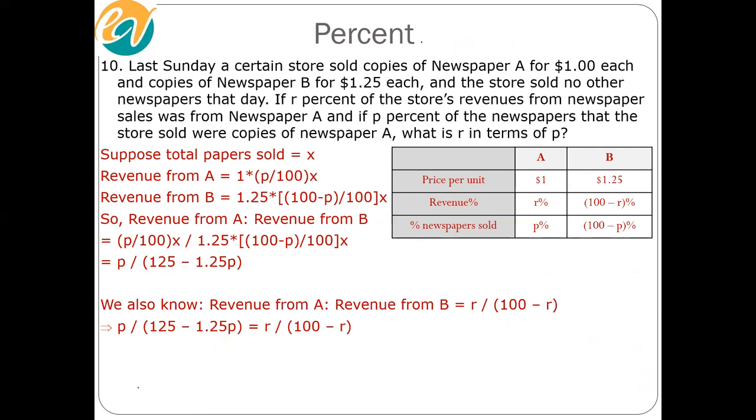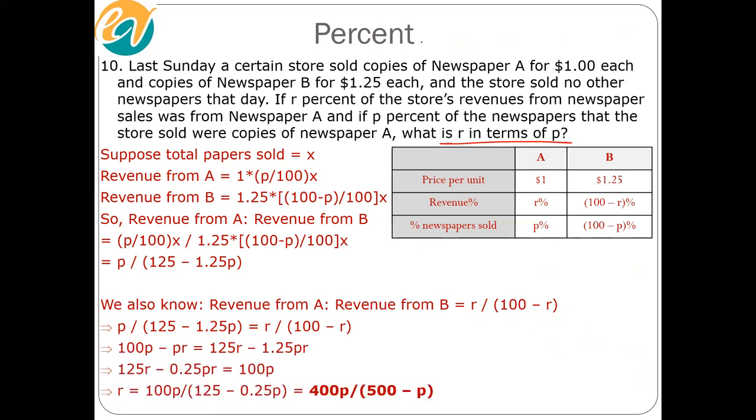So we are just equating, and then it's just about simplifying so that we ultimately derive R in terms of P, because this is what the question is asking for. So I do cross multiplication and then finally arrive at this answer: R is equal to 400P upon 500 minus P. Clear?